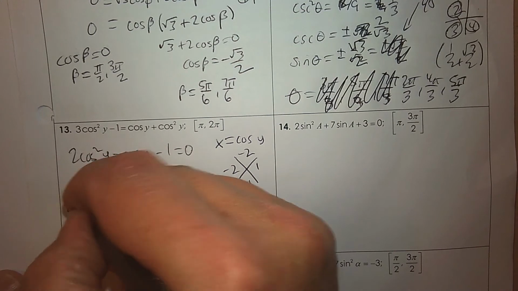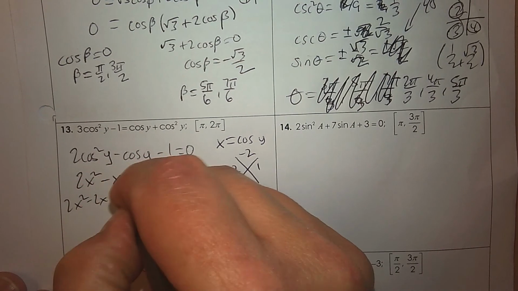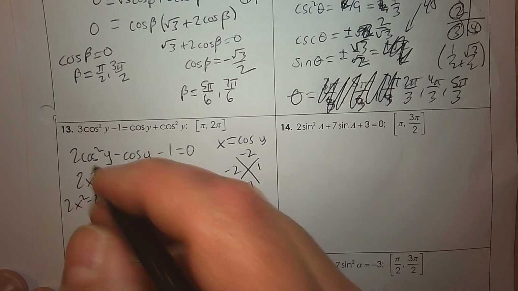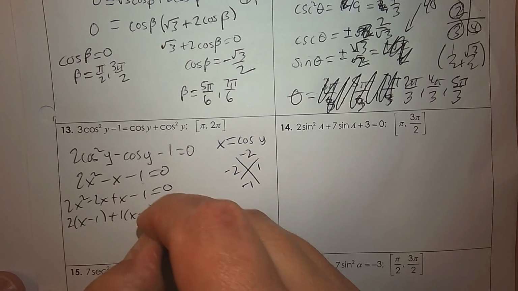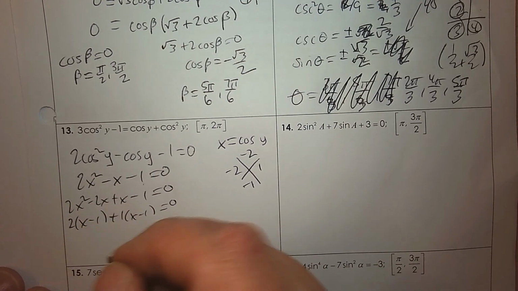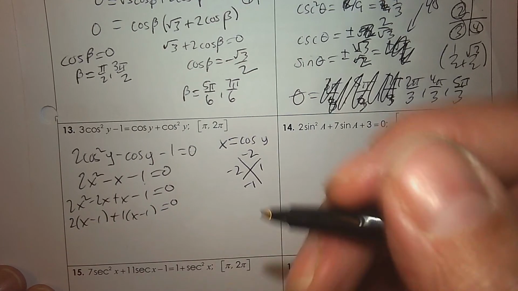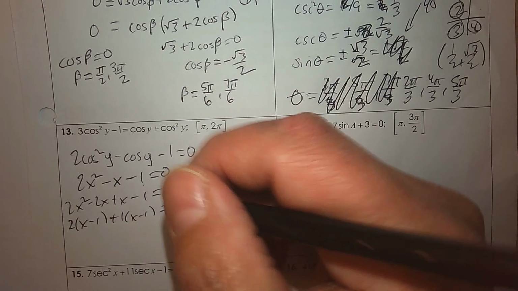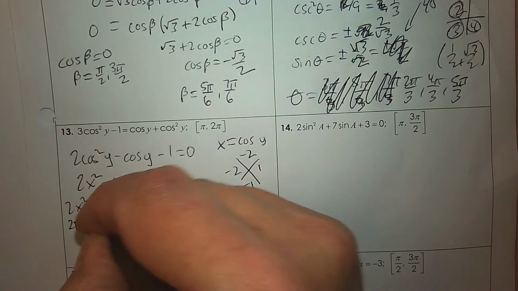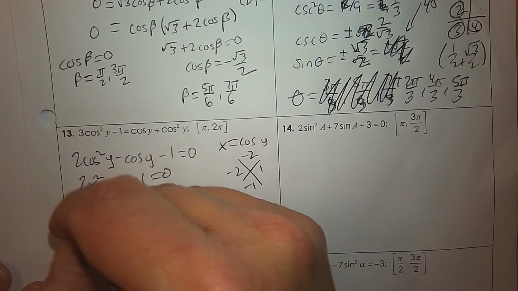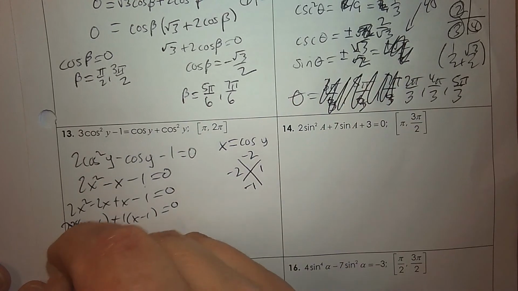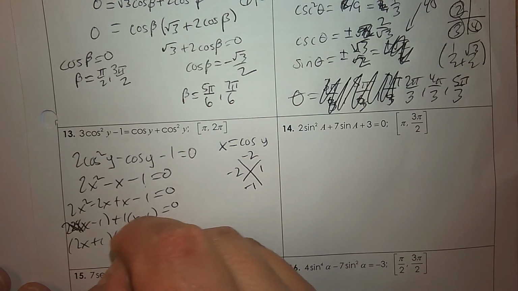I'm going to do a substitution. Then I'm going to factor by grouping. And then I have my two factors. So one factor, let's just say 2x in front, x minus 1. All right, so 2x plus 1 and x minus 1 are my factors.